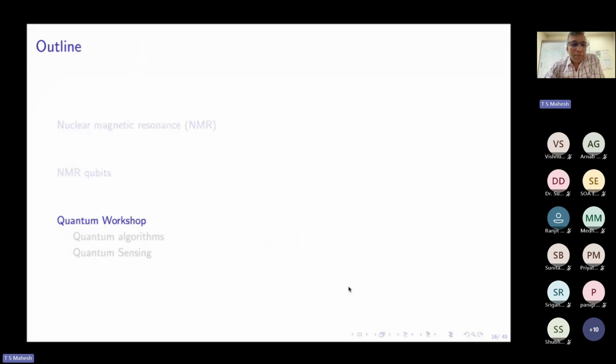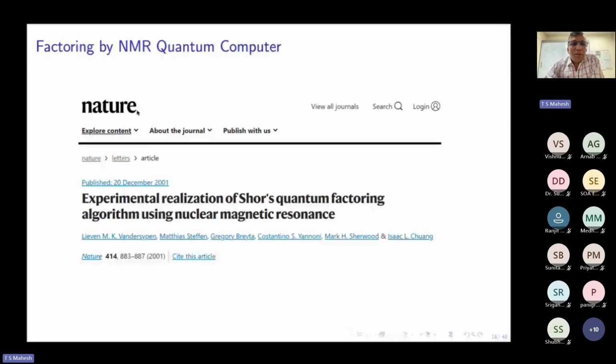I'll just give two examples. One is about quantum algorithms, and then I'll go to quantum sensing. Just to give one example, let's consider this example by Chong on factoring. This is the first experimental demonstration of Shor's algorithm. This was done 25 years ago by Chong, who is also the author of the Nielsen and Chuang book.